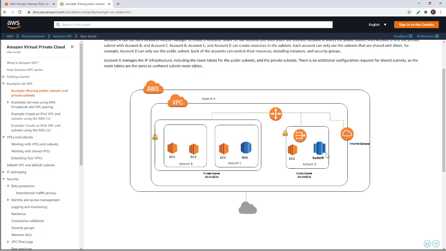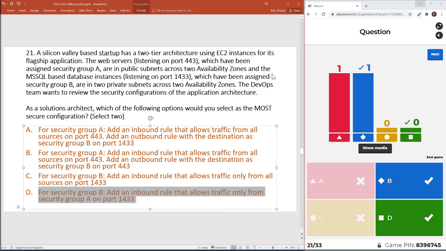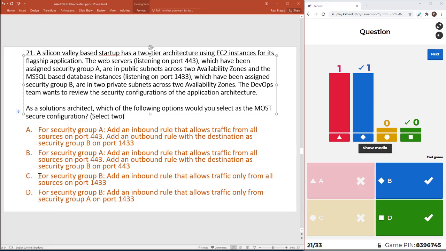So if you have that mental picture of what resources are in which subnet and which port needs to be open where, then you should be able to quickly map it to the options, and it will not take you time. So security group A is in public, security group B is in private. In the private, you know that you need to allow 1433. It is allowing 1433 on both of them.